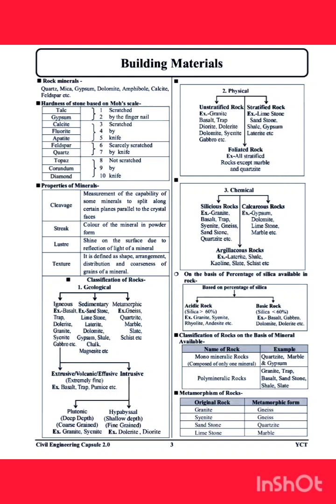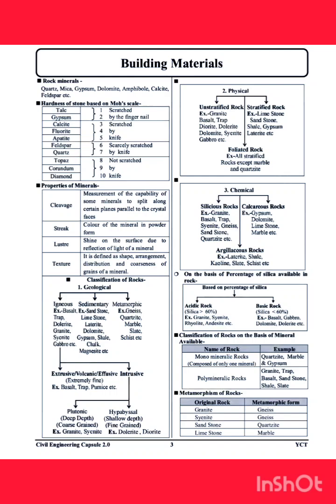Now, what are the different properties of minerals? There are basically four properties that you have to know. First is cleavage, second is streak, third is luster, and fourth is texture. In this way you can find out the different properties of minerals. So, what is cleavage? Cleavage is nothing but a measurement of the capability of some minerals to split along certain planes parallel to the crystal faces.